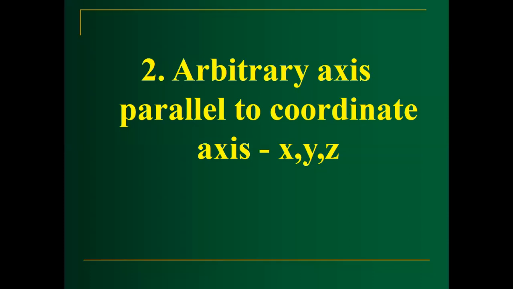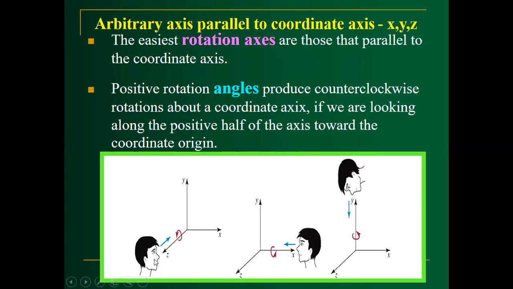The second type is an arbitrary axis, that is your own axis parallel to the coordinate axis x, y, z. Means to say, let us say here you are, and this blue line is your axis. It is your viewing angle. Now that axis is parallel to the z axis here. In this diagram, your axis is parallel to the x axis. And in this diagram, your axis is parallel to the y axis. So that is what I mean by an arbitrary axis parallel to the coordinate axis.